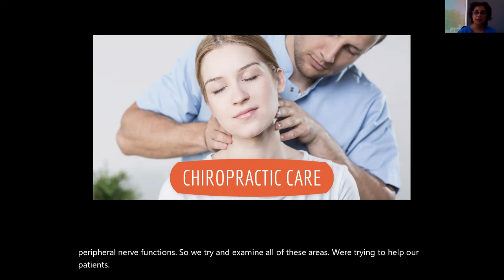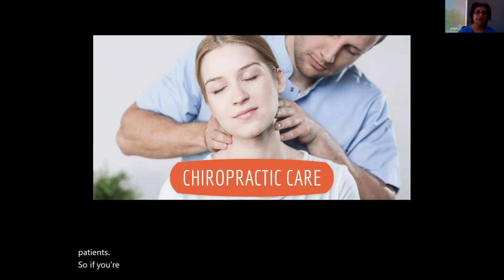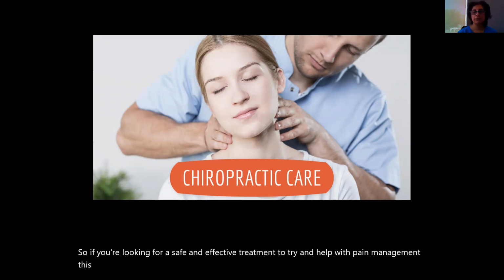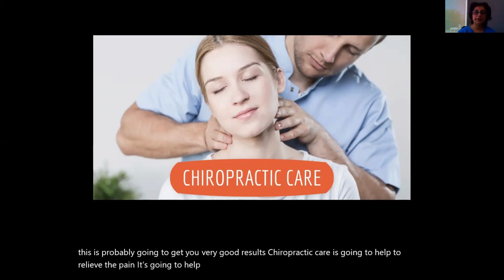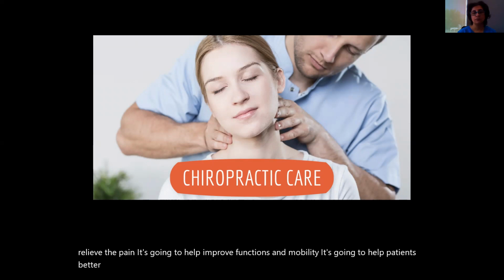So if you're looking for a safe and natural and effective treatment to try and help with pain management, this is probably going to get you very good results. Chiropractic care is going to help to relieve the pain. It's going to help improve functions and mobility. It's going to help patients better manage their condition at home as well.